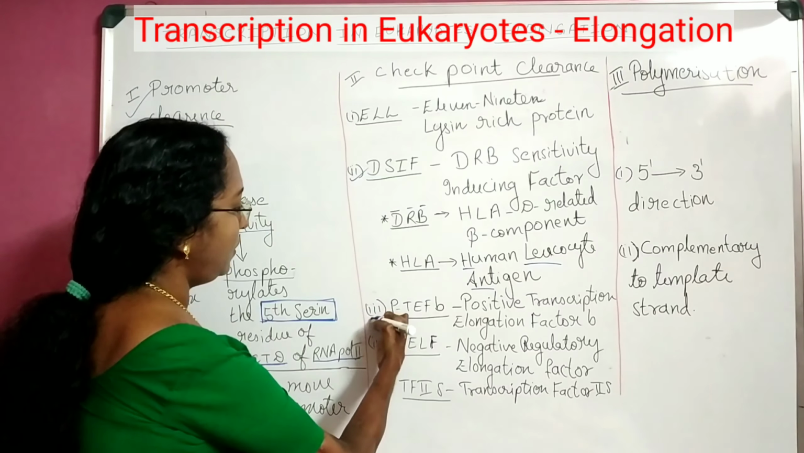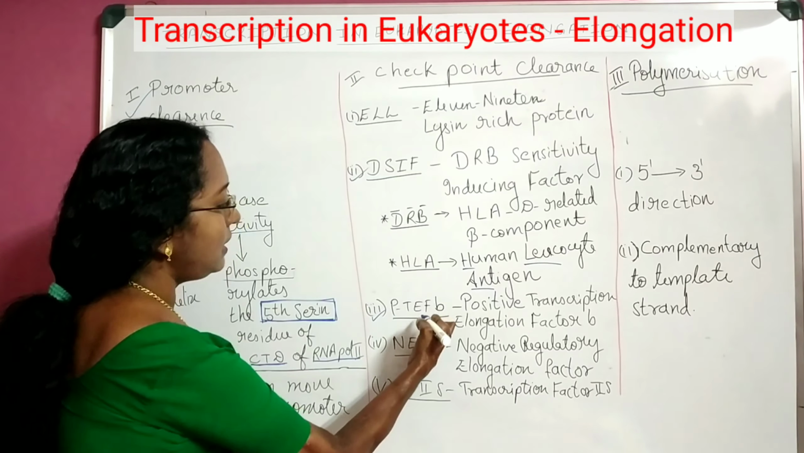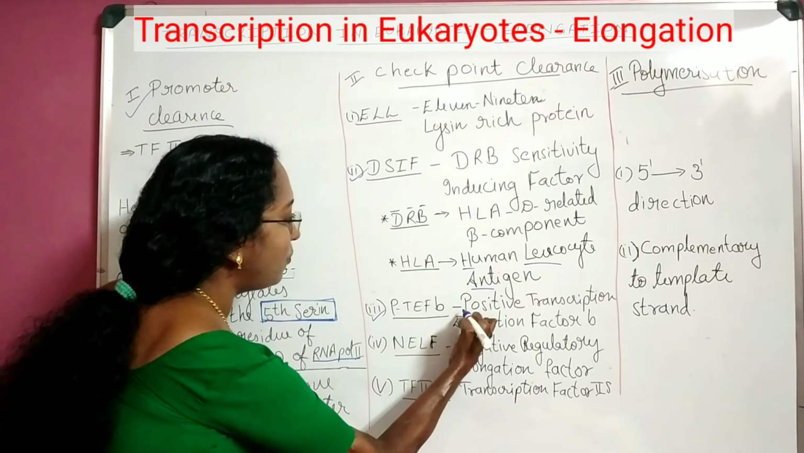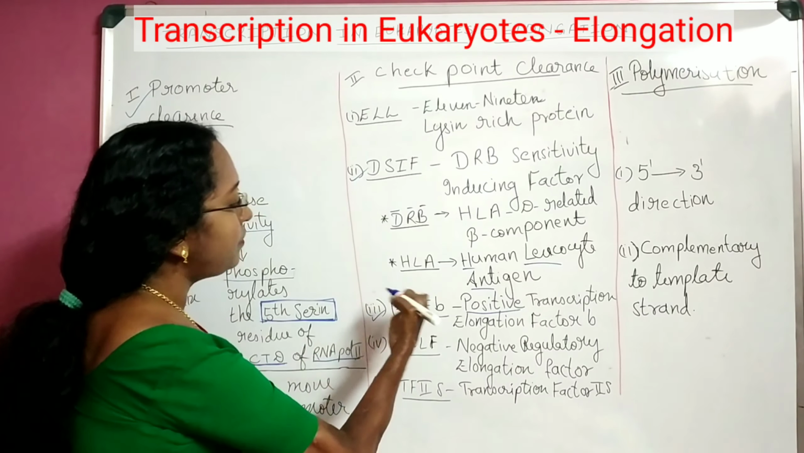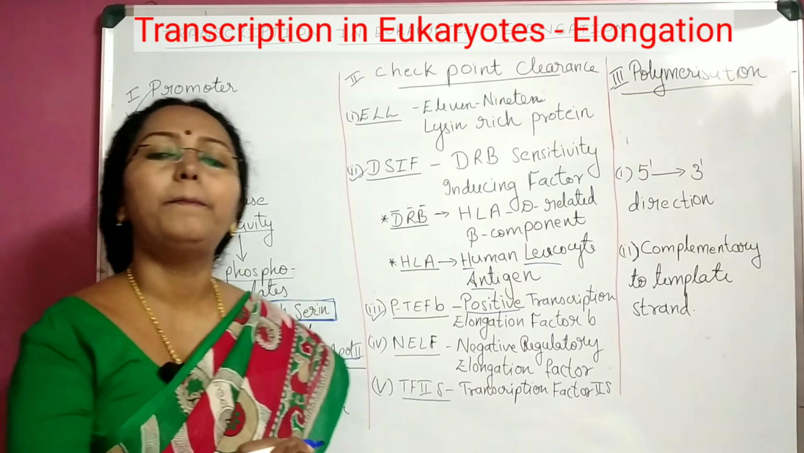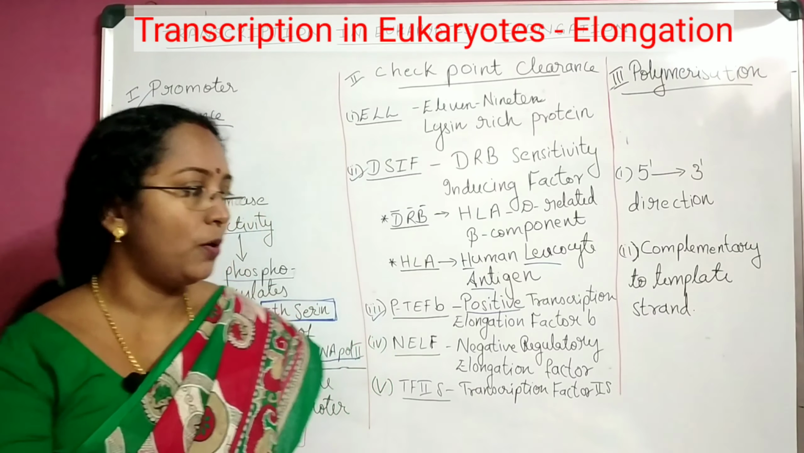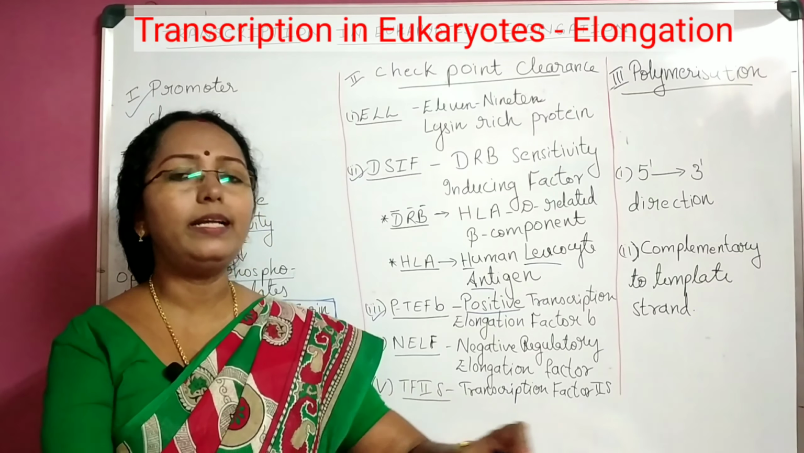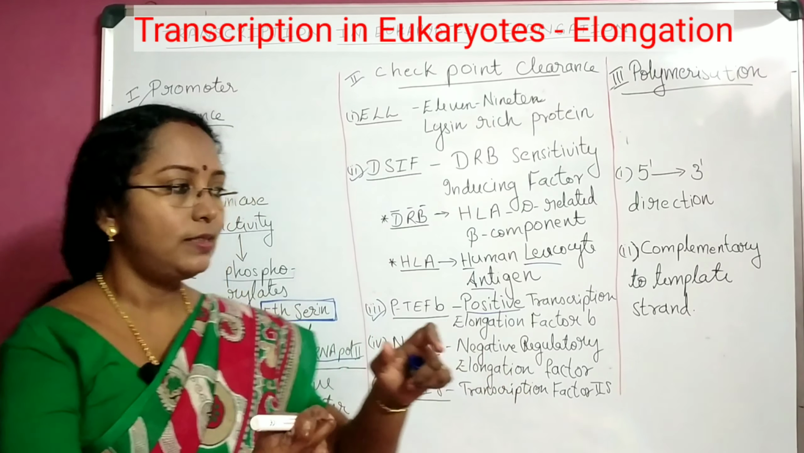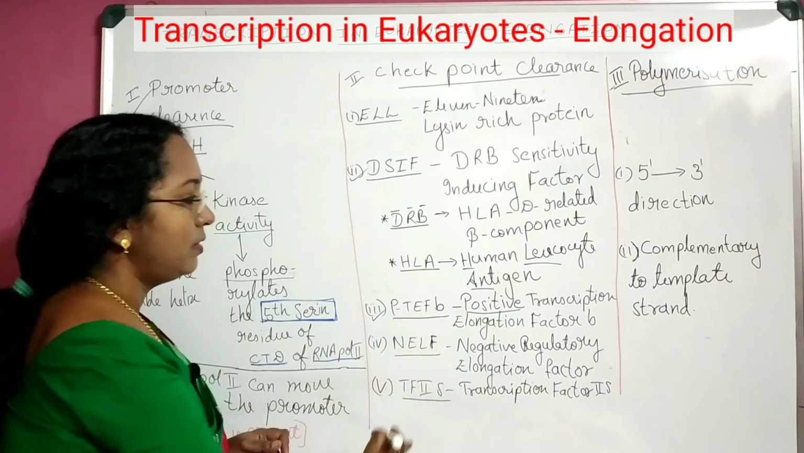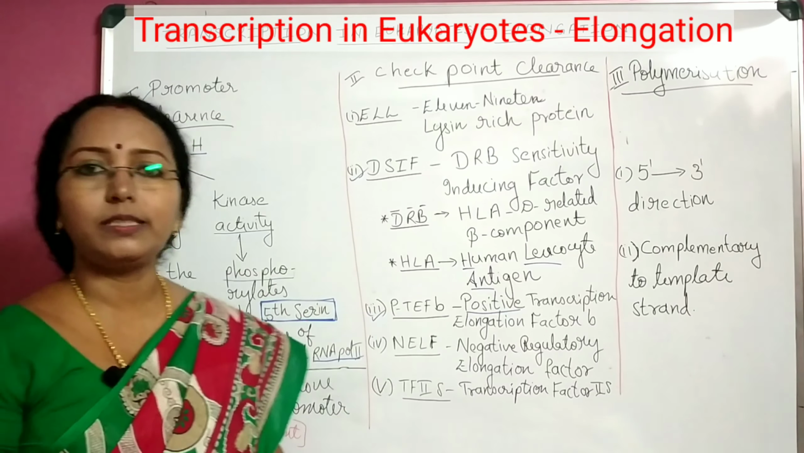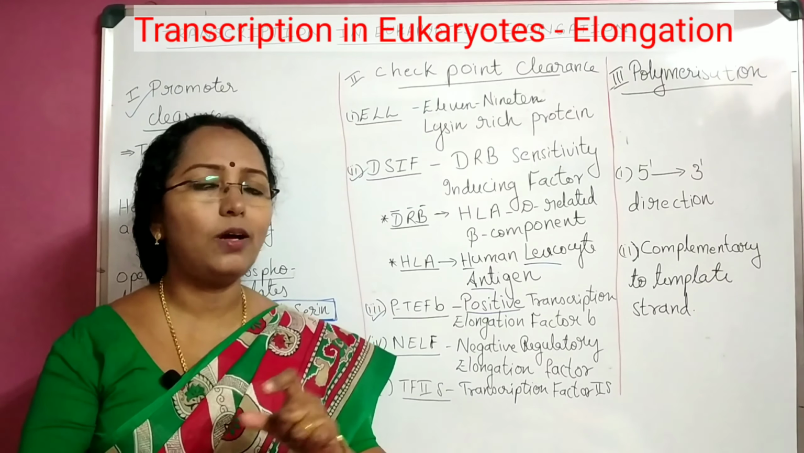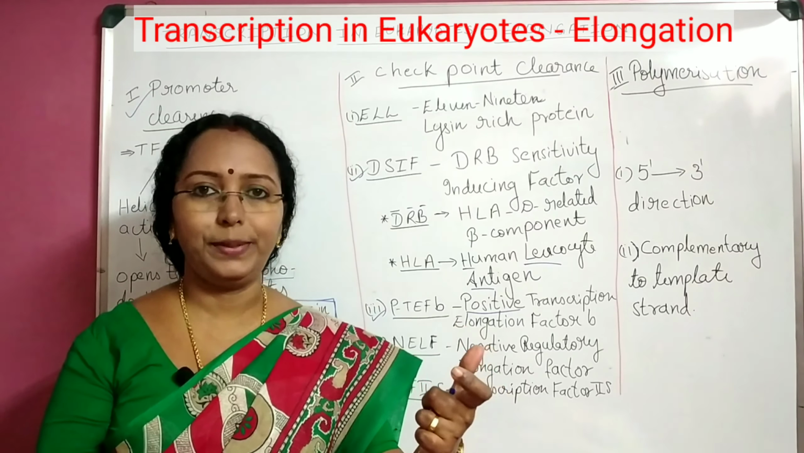Next major component is PTEFB. Here P stands for positive. Positive transcription elongation factor B. That means it is aiding in elongation. See the next one, NELF. This is negative elongation factor. NELF is doing a negative regulation. That means it is not allowing the elongation to happen.